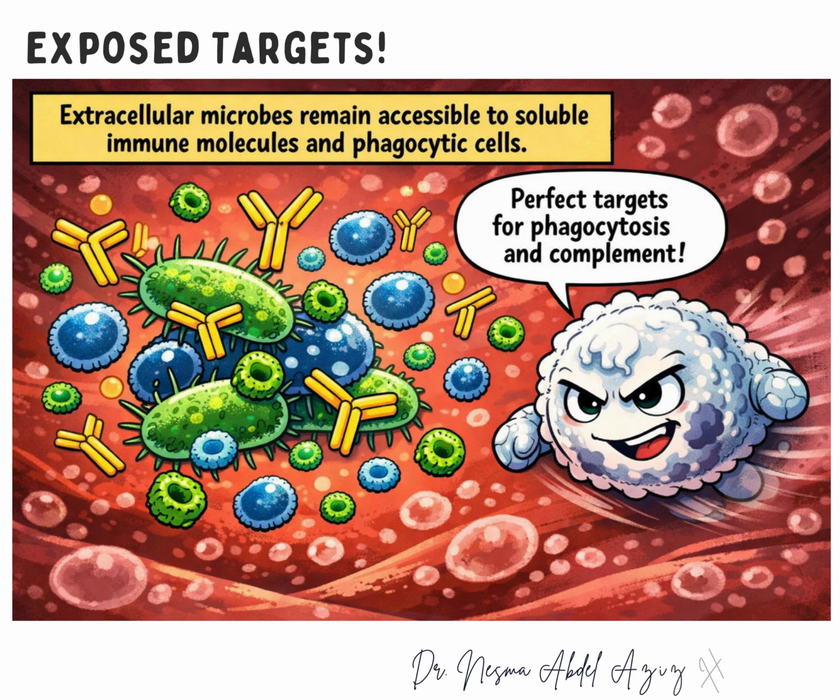Extracellular microbes remain accessible to antibodies, complement proteins, and phagocytic cells such as neutrophils and macrophages. Because they are exposed, they are ideal targets for opsonization and phagocytosis.